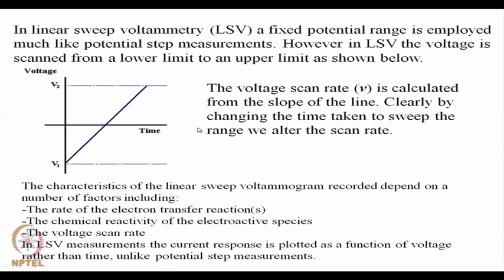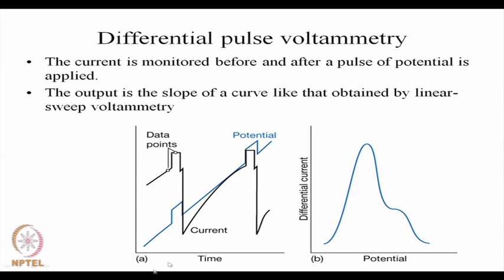So this is your potential versus time, and this is your current as a function of time. And differential current versus differential potential has a plot like this. In differential pulse voltammetry, current is monitored before and after a pulse of potential is applied, and the curve is like this. Now let us come to linear sweep voltammetry.